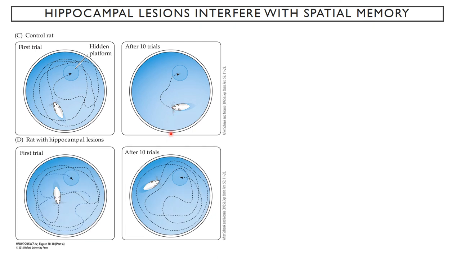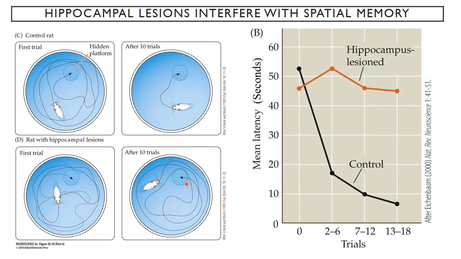When you do this with a rat that has hippocampal lesions, they never really seem to learn. So this rat will swim and eventually find the platform by accident. But after 10 trials, it still is doing a lot of searching and not actually finding the hidden platform. This is what the data would look like, from this study right here. This is the citation for this study.